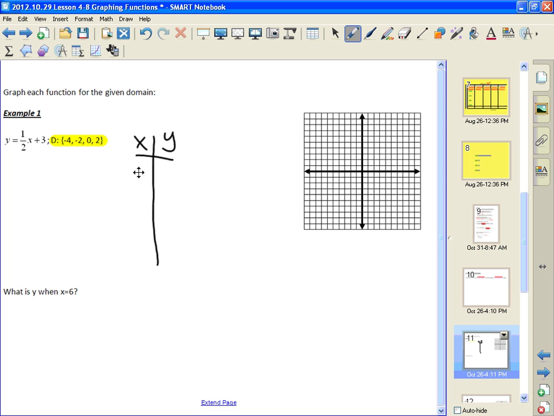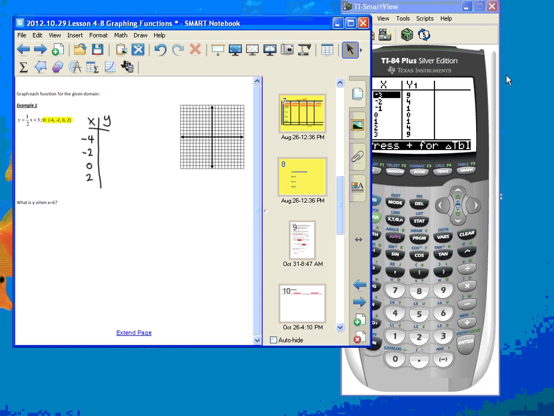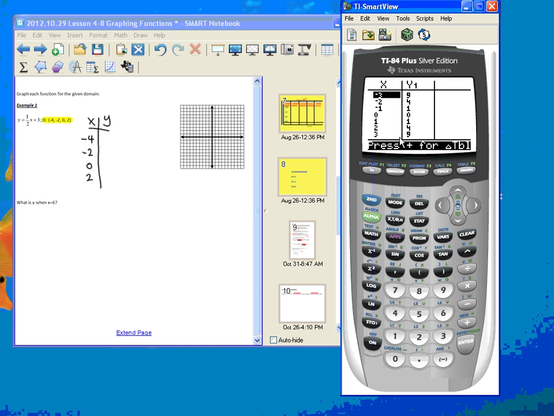Okay, so you're going to put your domain values here. So -4, -2, 0, and 2 are domain values, so they go under your x. Then you're going to go to your calculator and go to y equals, and type in your function, which was 1/2 x plus 3. Then you're going to go to your table, which is second graph.